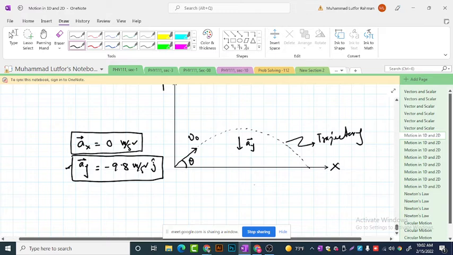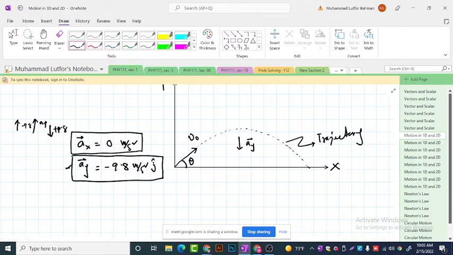Sometimes, and I don't know why, some instructors say that when the particle goes upward they take the positive, and when it goes downward they take the negative, or vice versa. Someone says the opposite: when it goes upward, a is negative, minus 9.8, and when it comes downward, a is plus 9.8. But I do not know why they flip their direction.